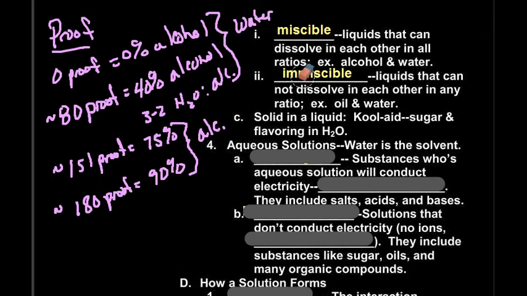Then there are other versions which are immiscible, and these are liquids that do not dissolve in each other in any way. For example, oil and water are completely immiscible. They will separate every single time. And then we can have solids in a liquid. So, for example, Kool-Aid, or the sugar and flavoring in the water, is actually a solid that is dissolved in the liquid.